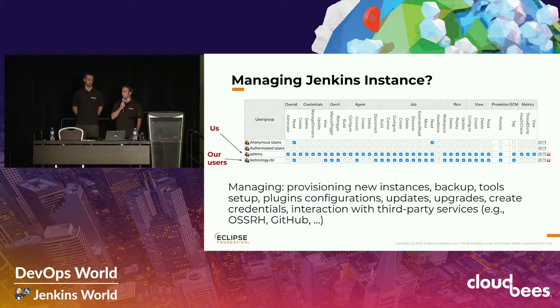But first, we'd like to tell you a bit about what we mean by managing Jenkins instances. So we are basically provisioning instances for our project. We are handling backups. We are setting the tool. We are configuring the plugins, managing updates, upgrades, creating credentials, managing credentials, and also managing the interaction with all third-party services, GitHub, Maven Central, publication, and stuff like that. So quite a bunch of stuff to do for more than 200 Jenkins instances. As you can see, our users actually deal with the jobs. They create their pipelines and stuff like that, and we just give them a hand when they need to.